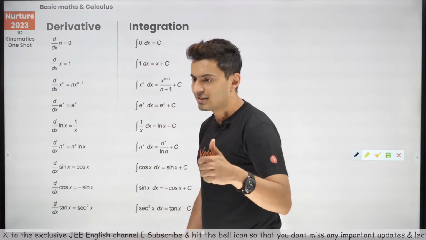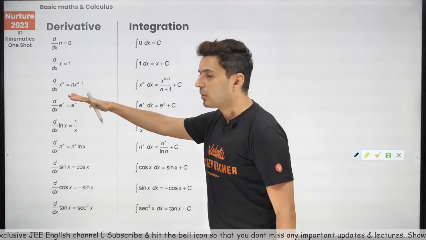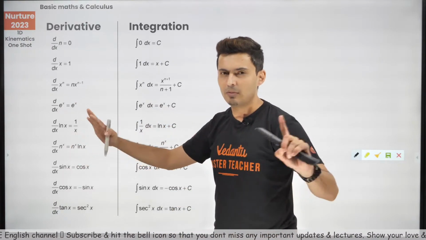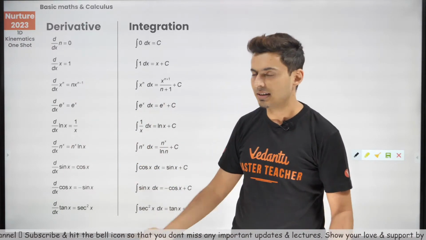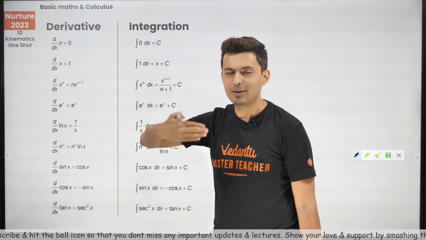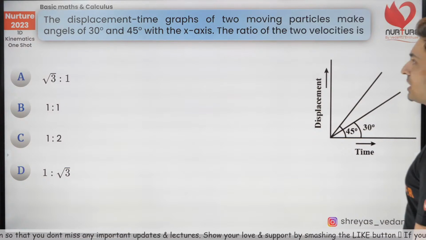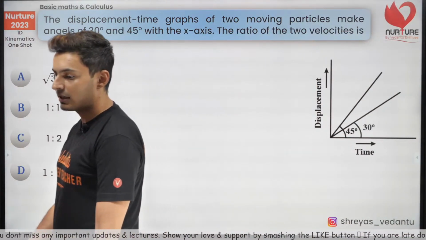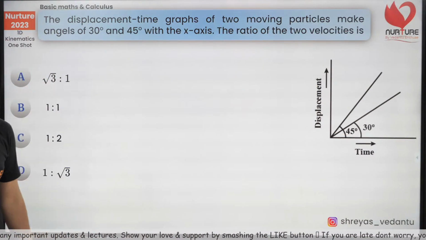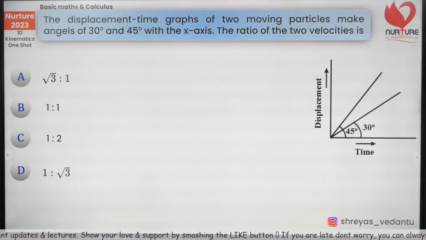Alright, great. Let's do some questions. Don't worry, I'm not going to give you questions on logarithms because most of you might not have studied it, but these formulas will eventually come when you learn it in maths. Let's start doing some questions based on this. Here is the first question coming up on your screen. The displacement time graph is given and the question is, find the ratio of the two velocities.